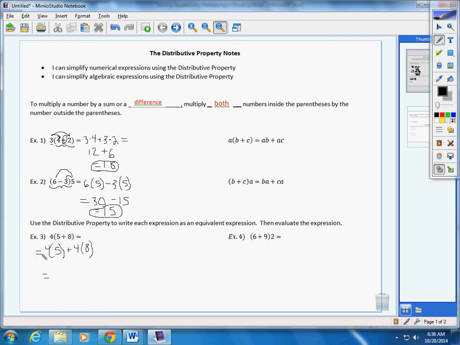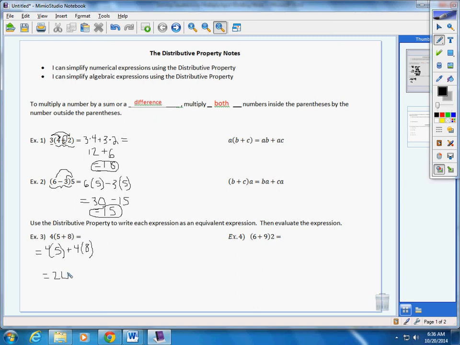And maybe I should have said equals that. So this right here is your equivalent expression. This thing right here is exactly the same as what you started with. Okay, this is equivalent to this. It's kind of like when you talk about fractions. If you have the fraction 1/2, it's also equivalent to 2/4. Okay, it's just written a little bit differently.